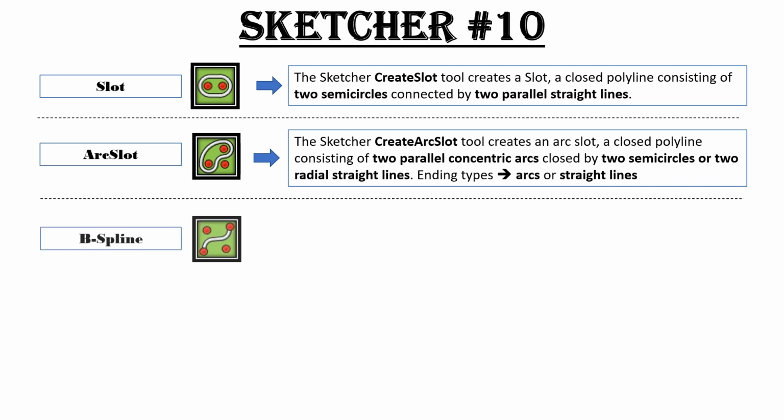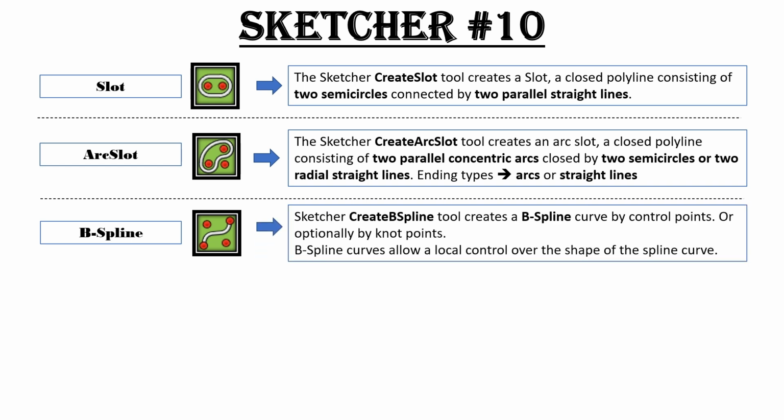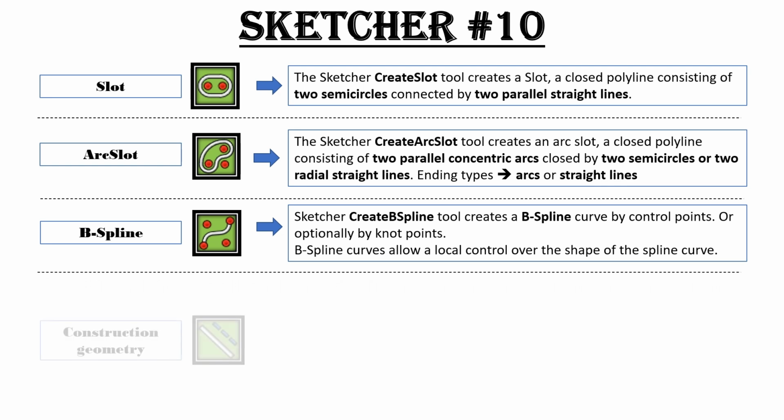The next tool is B-Spline. Sketcher Create Spline tool creates a B-Spline curve by control points or optionally by knot points. B-Spline curves allow a local control over the shape of the spline curve.